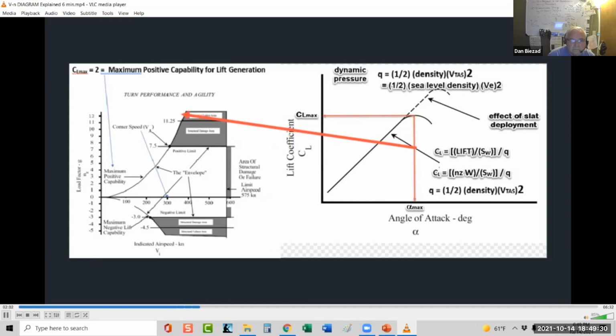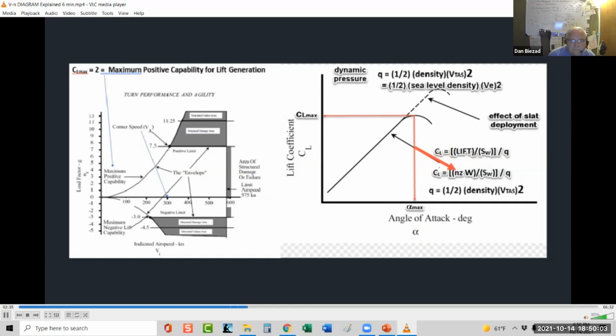So this entire plot over here occurs at this point where C sub L equals 2 at the maximum angle of attack. Now here's the formula that we used in class, the C sub L formula right here. It's lift per unit area, or lifting pressure, divided by dynamic pressure, Q. Lift pressure over dynamic pressure. You can replace the lift with the number of G's times the weight. The number of G's times the weight is the same as the lift. So you end up with this formula.